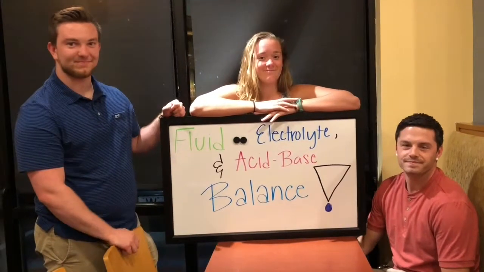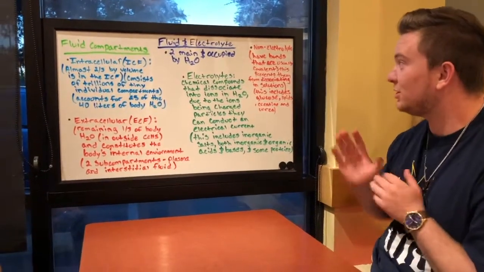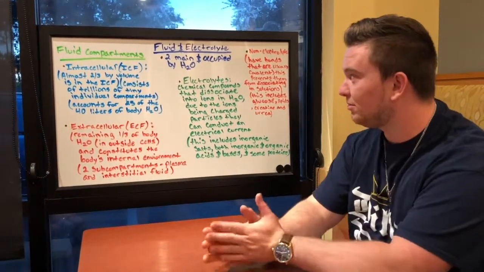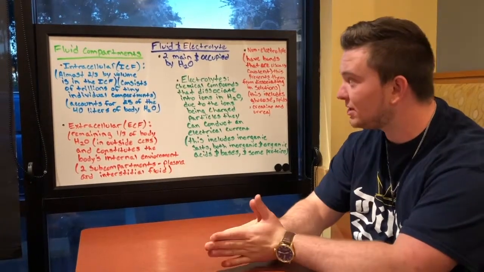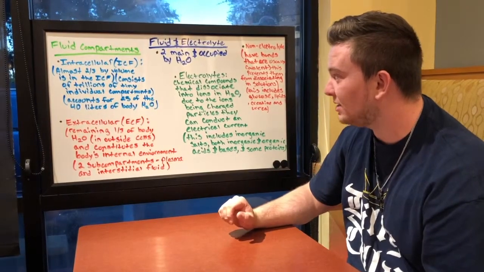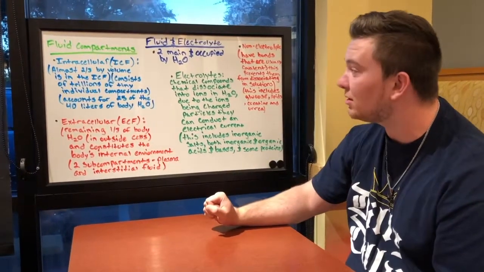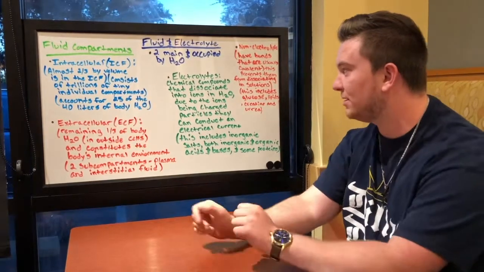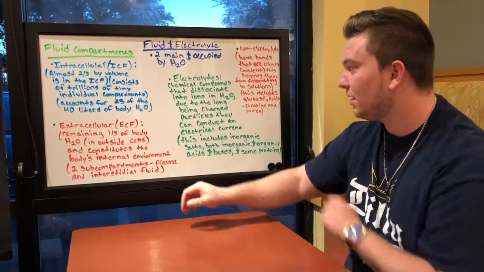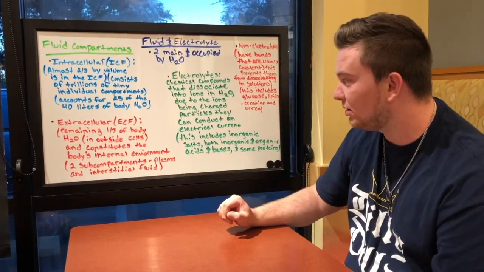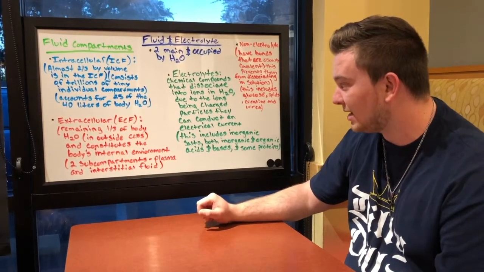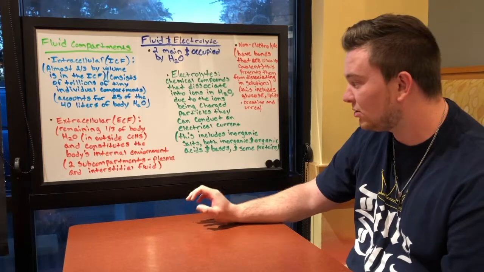Alright, so in fluid and electrolyte balance, there are two main compartments. There's the intracellular compartment, which is intracellular fluid, the ICF. Almost 2/3 of the body water by volume is in the ICF, which consists of trillions of tiny individual compartments and accounts for 25 of the 40 liters of the body. Then there's also the extracellular fluid, the ECF, which is the remaining 1/3 of the body water, found outside cells, and constitutes the body's internal environment.